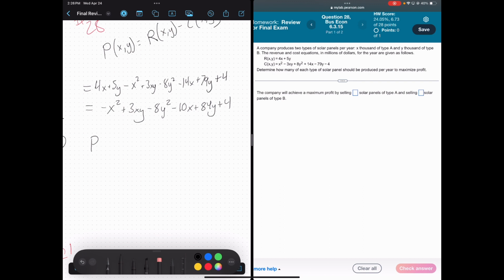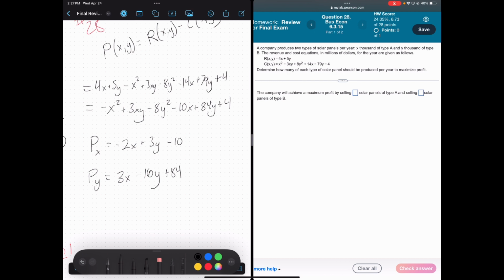Oh boy, so let's do partial in terms of x. I get negative 2x plus 3y plus 0 minus 10 plus 0 plus 0. There's my partial in terms of x. Partial in terms of y: 0 plus 3x minus 16y plus 0, plus 84, plus 0. Questions on those partials? Everyone okay with those partials?